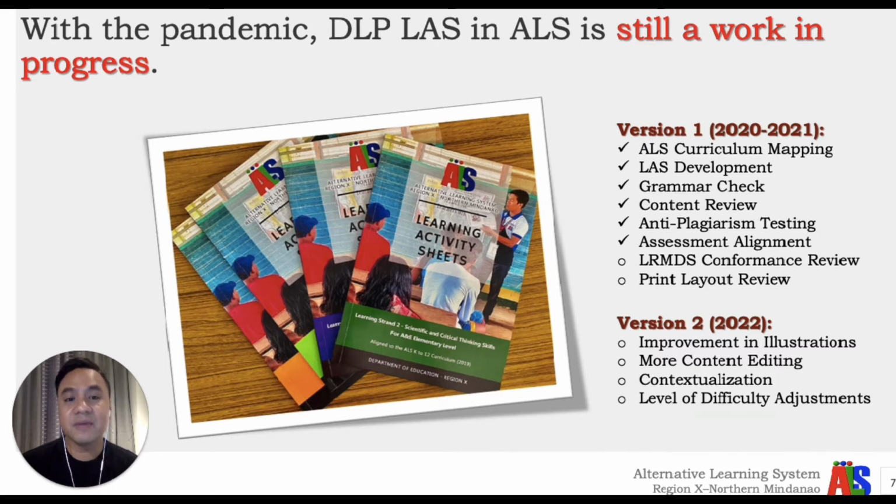And currently, these dummy copies are in the hands of our regional education program supervisors for conformance review using the standards of the Learning Resources Management and Development System of DepEd, that is the LRMDS. To complete that process, we will then proceed to print layout review before this goes full blast in the printing press. In 2022, hopefully, we will come up with a version 2 of this compilation, to improve illustrations, and then we will do more content editing, more contextualization, and perhaps adjustments in the level of difficulty.